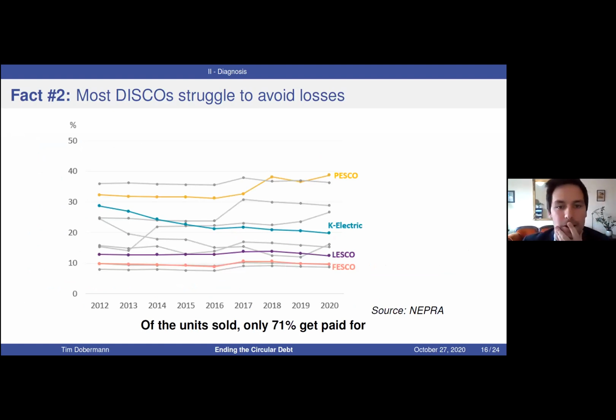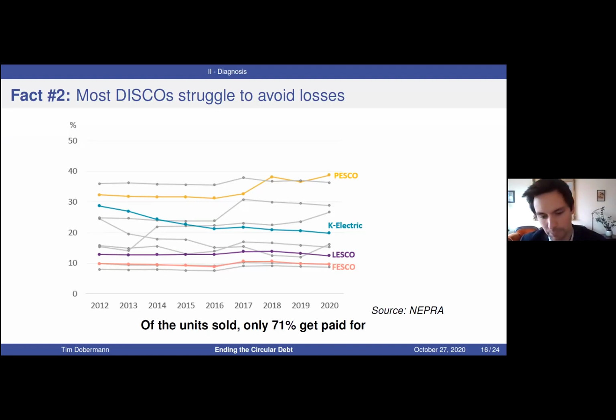So the second fact, which everyone knows, is that most discos struggle to avoid losses. And there have been some discos which have sustained improvements in reducing losses, but overall, the loss situation remains a challenge. And if you were to put a headline figure on it, once you take into account the losses from unbilled power, as well as losses from the lack of recovery of these bills, you get a figure around 71% of units only get paid for at the end of the day.